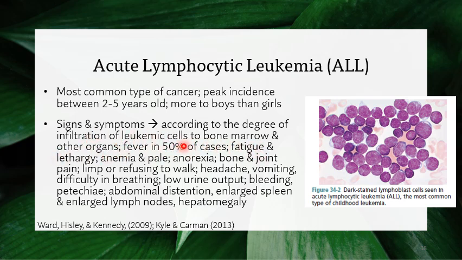Patients will come with fevers, fatigue, lethargy, anemia, pain, anorexia, bone and joint pain, limp, or just refusing to walk because it's painful. Also headache, vomiting, difficulty breathing, low urine output, bleeding, tachycardia, abdominal distension, enlarged spleen, enlarged lymph nodes, and hepatomegaly. So these are the signs and symptoms for ALL.